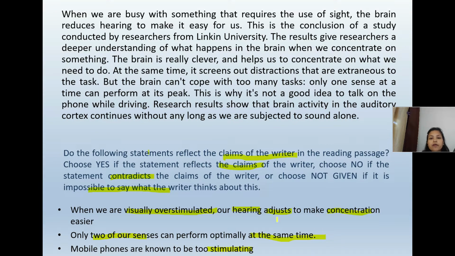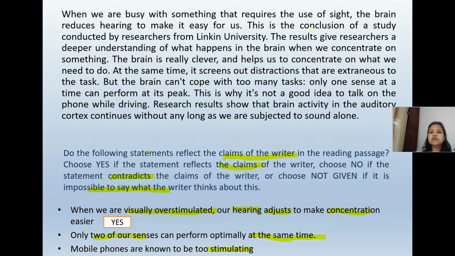That means hearing is adjustable when we are indulging ourselves in another thing. So it means the writer is supporting the statement. It would be yes. Only two of us can perform.